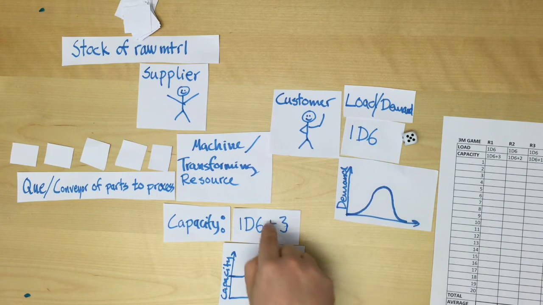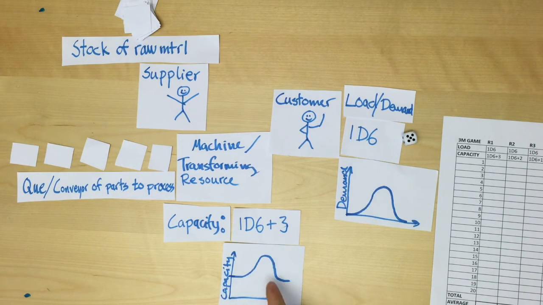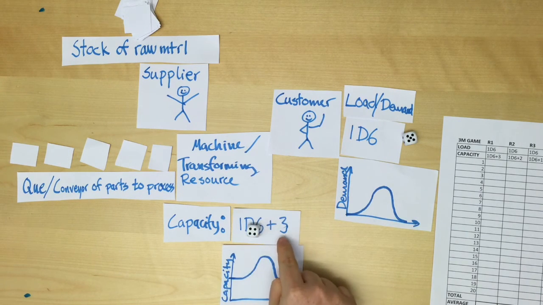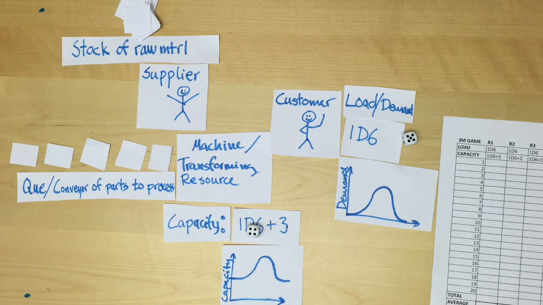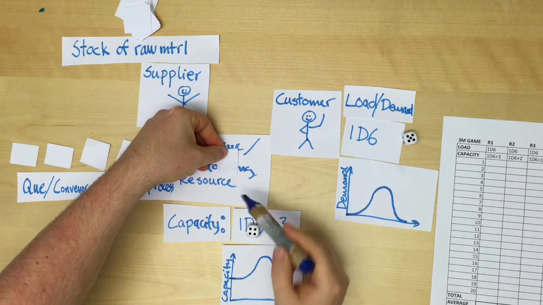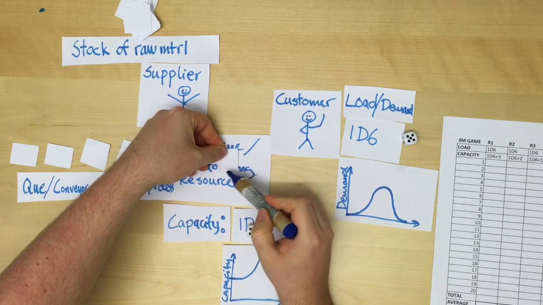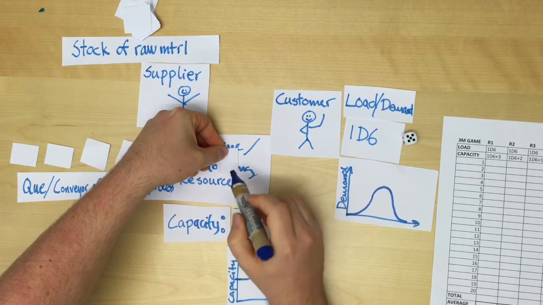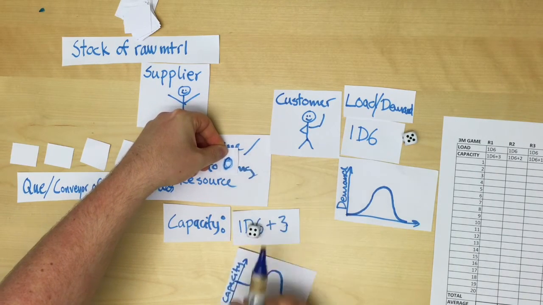And then let's see what our capacity is this turn. So we roll 4 and add 3, so we get a total capacity of 7. So we can produce 7 products. So let's see what happens. We can imagine that we take a product from the queue and put it in the transforming resource, and then of course some kind of activity happens here. It could be a machining or some sort of treatment, but some kind of activity.